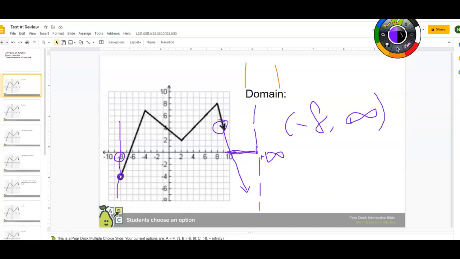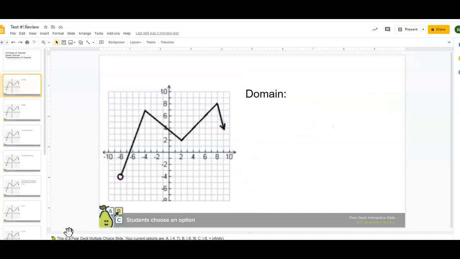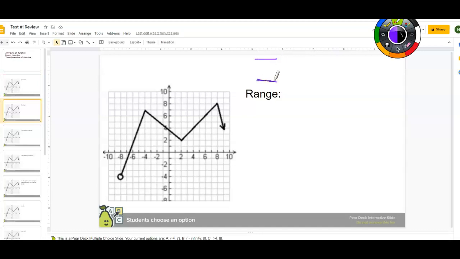Okay, next one. Range. Range is the boundaries from the top and the bottom. So on your picture, you're going to draw these two boundaries. Okay? So we see this is lower than this. On the entire picture, this is the top of the picture. So you're going to draw a boundary line on the top of the graph, and it hits +8 on the number line. So that is the top limit, top boundary.